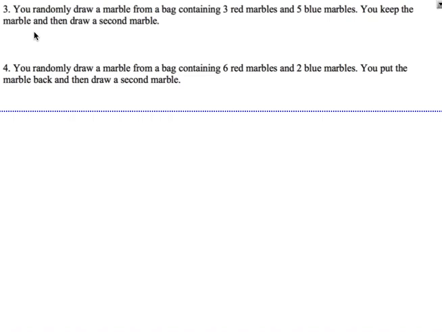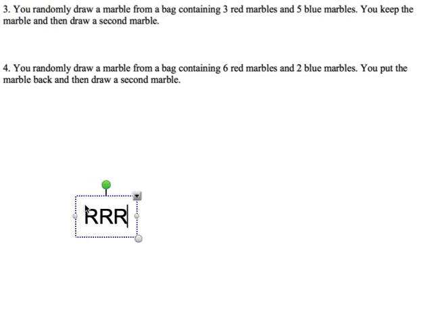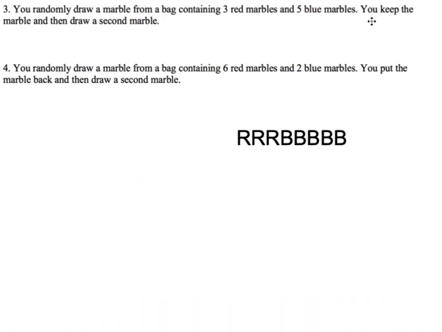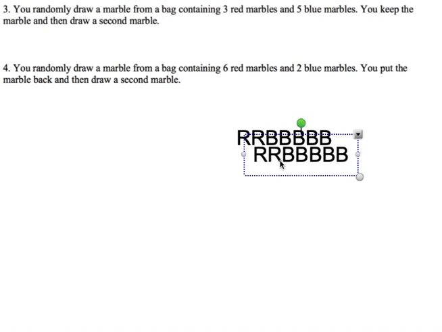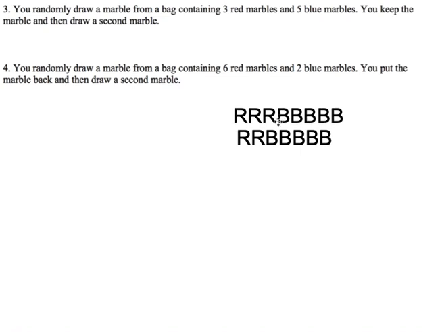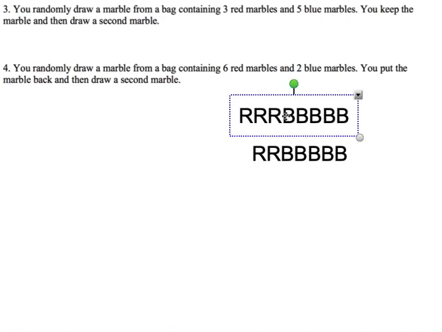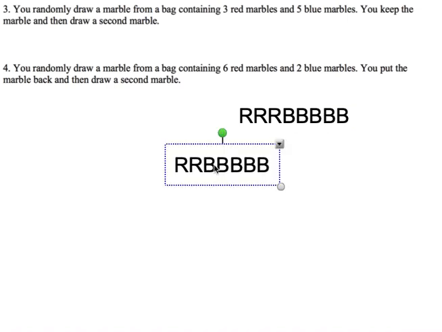You randomly draw a marble from a bag containing 3 red marbles, 5 blue marbles. You keep the marble and then draw a second marble. Okay, we got to think about this one for a moment. There are 3 red marbles and 5 blue marbles. So it doesn't say what marble you pick. Let's say that I ended up picking a red one. Now there are those marbles left in the bag. So the bag the first time had red, red, red, blue, blue, blue, blue, blue. And when I picked a red, I had this as the outcome.